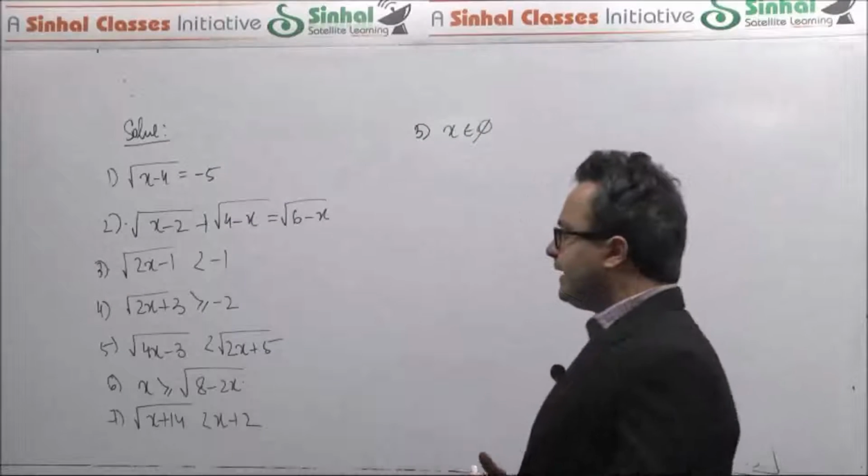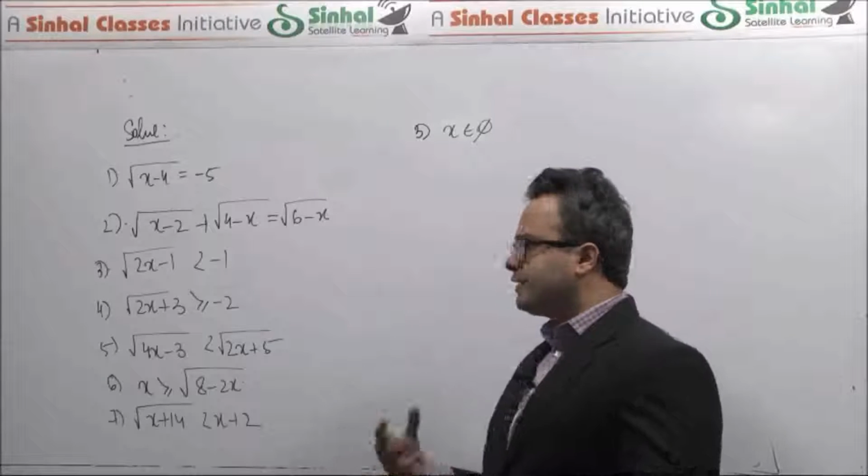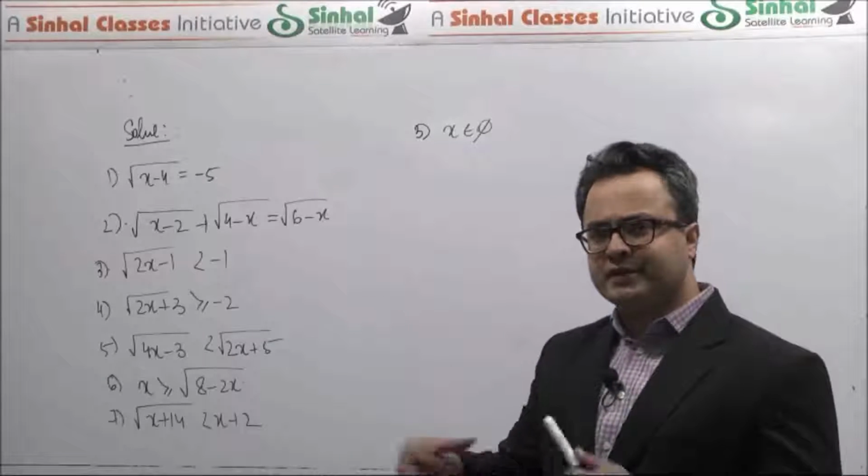The third one, again, I can directly say that my answer should be a null set, because again square root of 2x minus 1 should have been a value which is greater than or equal to 0.